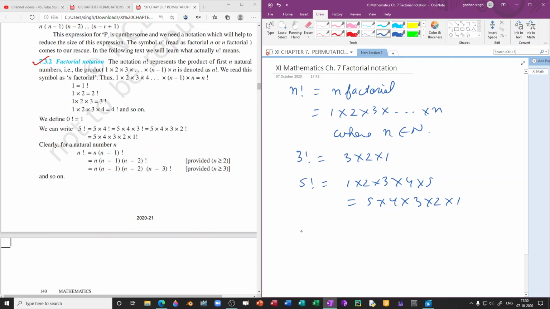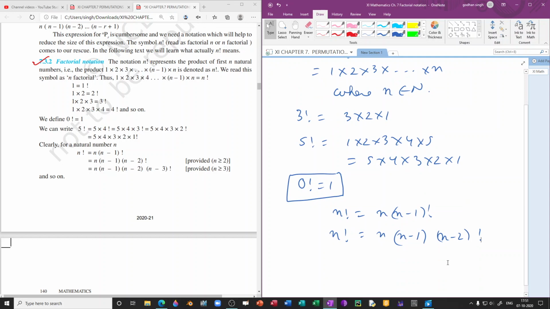And by convention we will take 0 factorial equal to 1, and the reason for that we will learn when we go through the topic of permutations. So n factorial we can write as n into n minus 1 factorial also, or we can write n factorial as n into n minus 1 into n minus 2 factorial, or n factorial as n into n minus 1 into n minus 2 into n minus 3 factorial, and so on.